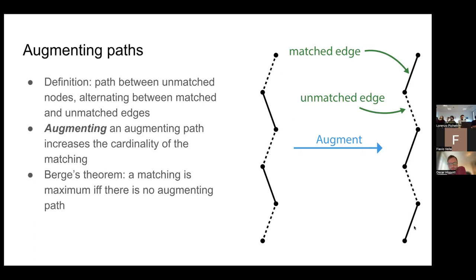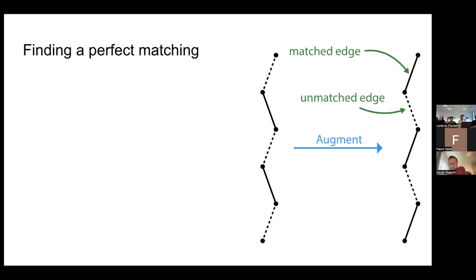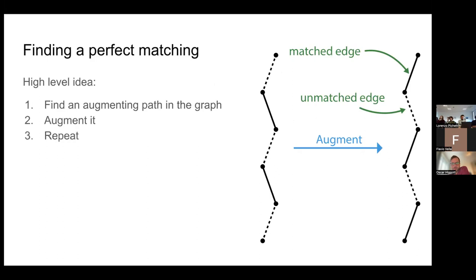And so by Berge's theorem, a matching is maximum if and only if there is no augmenting path. And so this is going to provide a high-level idea for how to find a perfect matching in a graph. You find an augmenting path in the graph, then you augment it, and then you repeat.